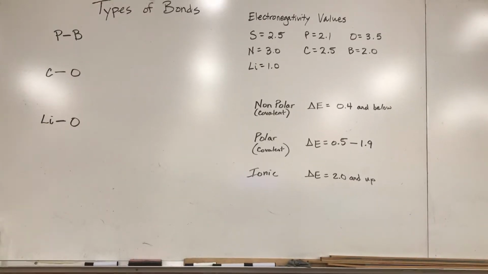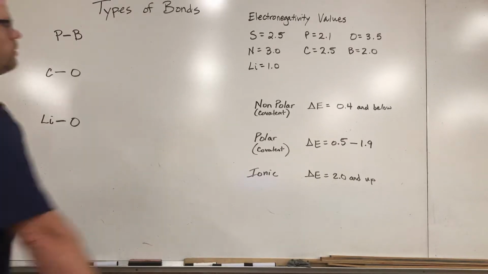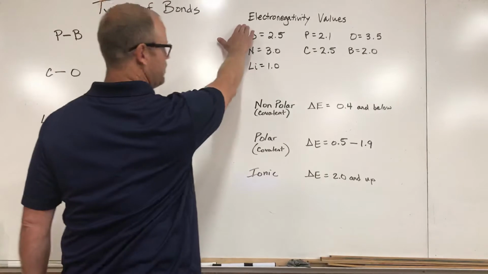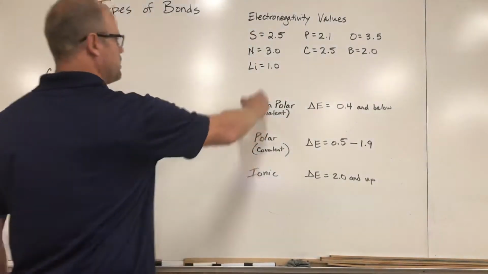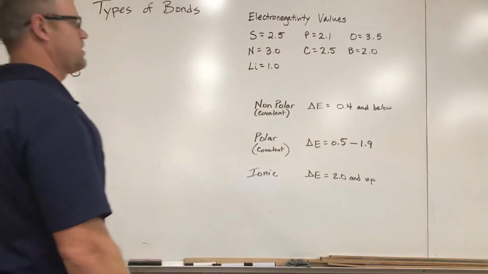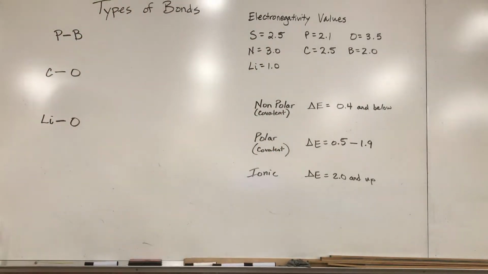All right, let's analyze three different types of bonds, shall we? And let's take a look at what we have to use here to our advantage. We've got some electronegativity values. Now these are values that have been determined. You can just look these up. But basically this is a number that tells you an atom's attraction for electrons. Like how badly does it want electrons?